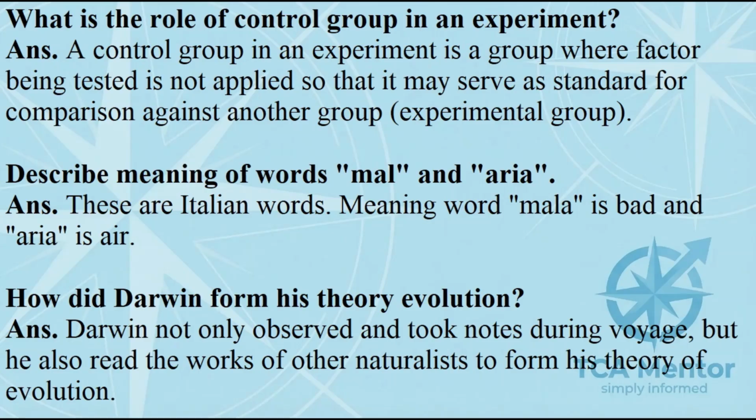Describe meaning of words mal and aria. ANS. These are Italian words. Meaning of word mala is bad and aria is air.